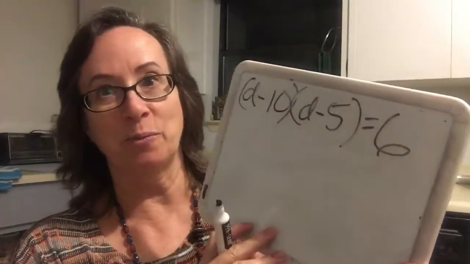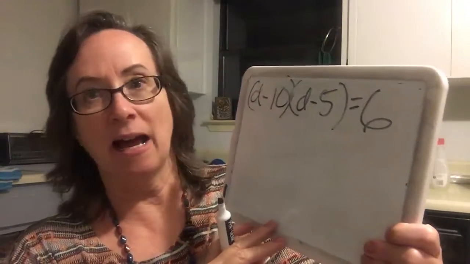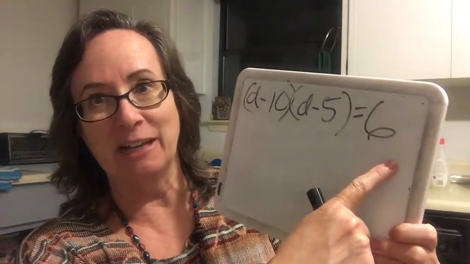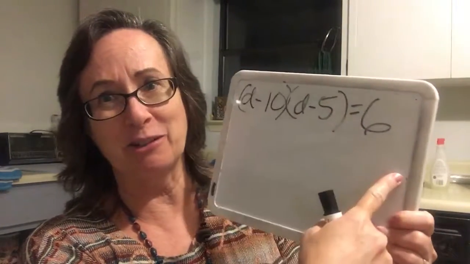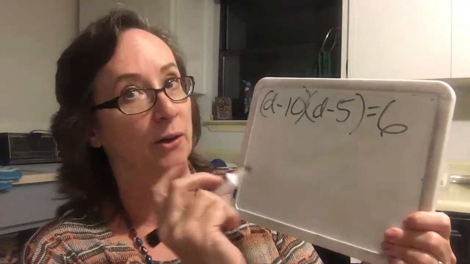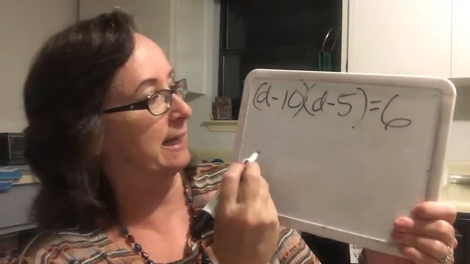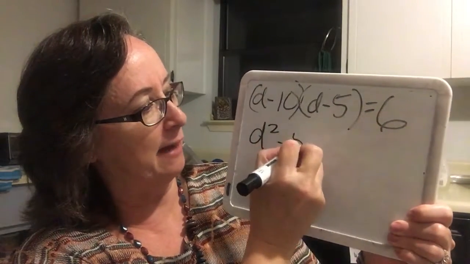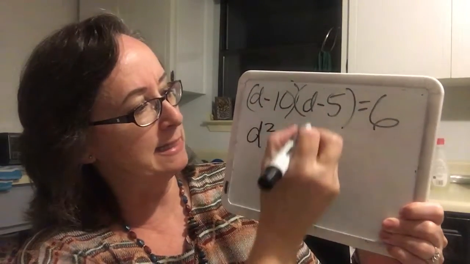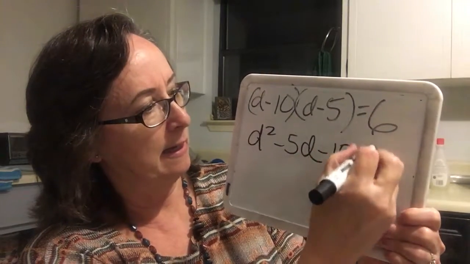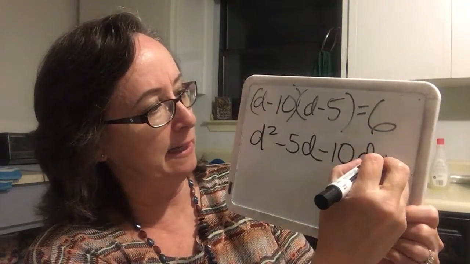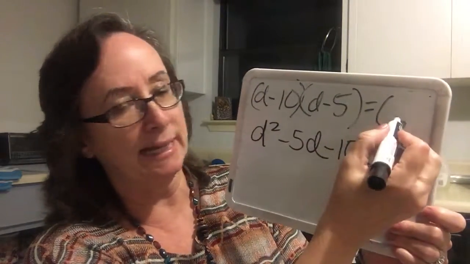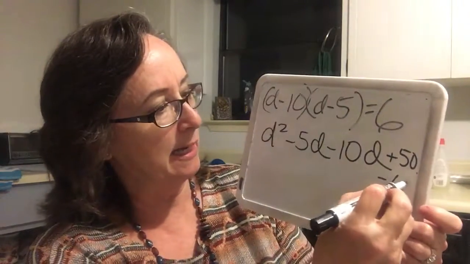So here we have a few more problems, and we're solving equations still, and this one is not ready. It looks factored, but there's not a 0 on the other side, so we have to basically FOIL all this together. So we're going to have a d squared. Outside is negative 5d. Inside is negative 10d. Plus a 50 minus a 6. Okay, so I'm taking away the 6 from both sides, equals 0.